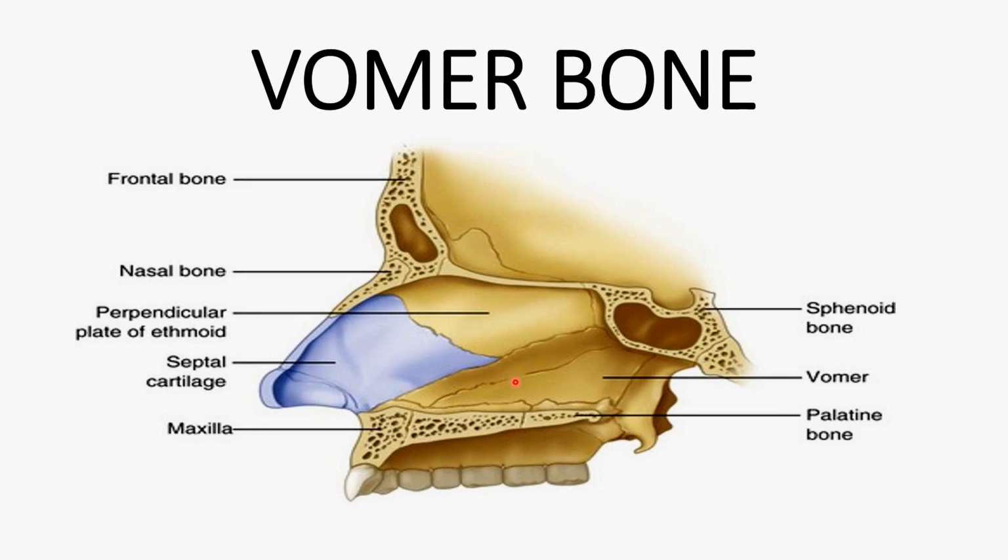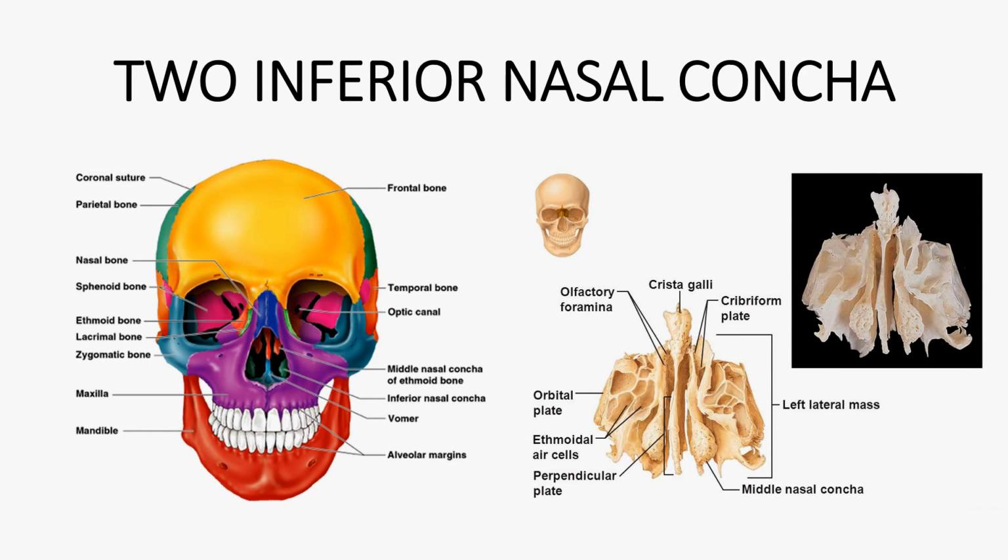The vomer bone, you can see the vomer bone, which is the inferior part of the nasal septum, which articulates with the perpendicular plate of the nasal septum, and also it articulates with the septal cartilage, nasal bone, and this is septal cartilage.